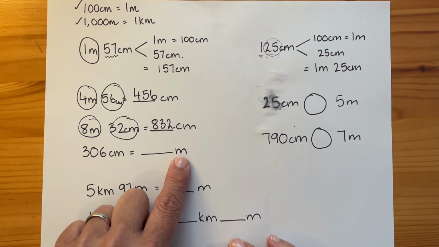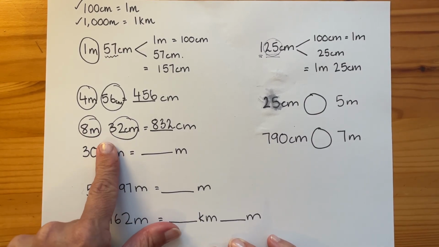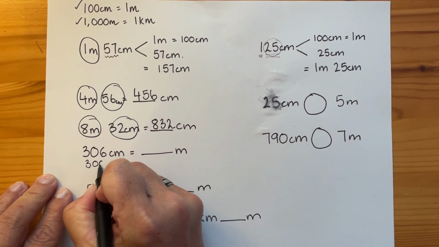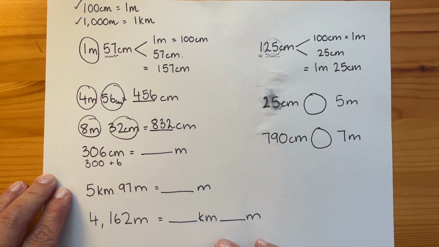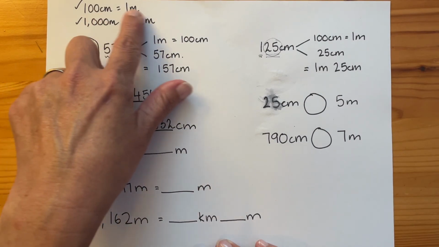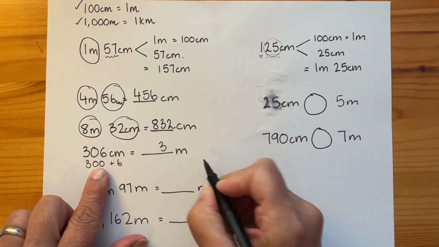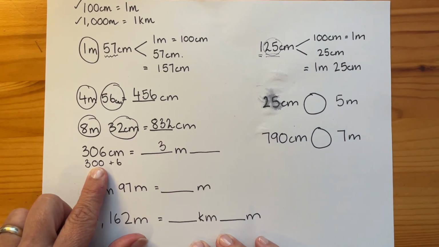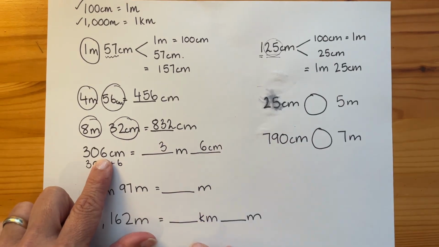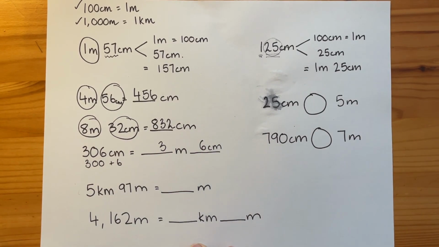This is a little trickier because we're going backwards. So if I'm converting this into meters, I've got to think to myself, well, how many whole meters is this? I'm going to leave the 6 out. I'm going to think to myself, well, let's break it. It's 300 plus 6, right? So how many meters in 300 centimeters? Well, I know 100 is a meter, so that would be 3 meters. And I'm going to have some centimeters left over. How many centimeters are left over? 6 centimeters. So 306 centimeters is 3 meters and 6 centimeters.